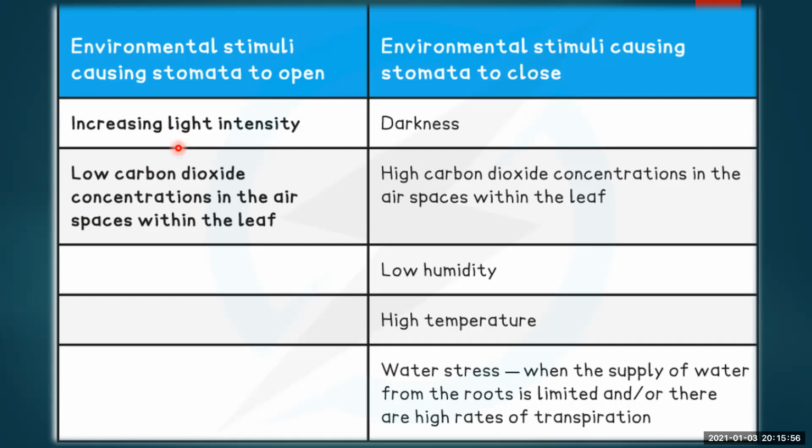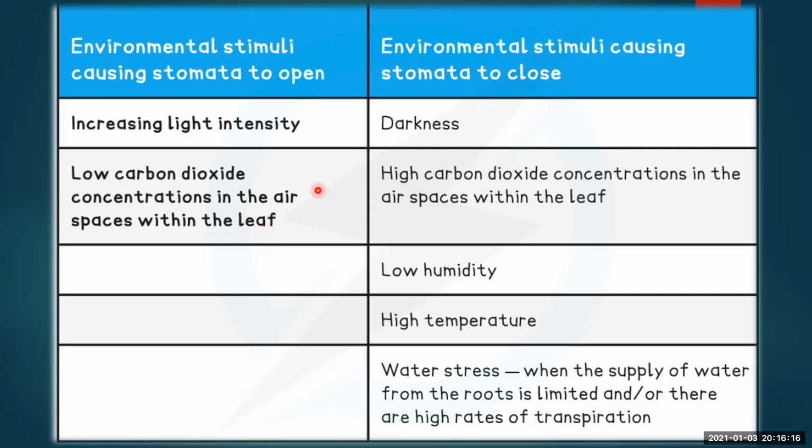And then the second condition in which the stoma would open is low carbon dioxide concentration in the air spaces within the leaf. So that's another reason. The cell wants more carbon dioxide for photosynthesis to occur. So these are two reasons which would cause the stoma to open. One is increasing light intensity. The second one is low carbon dioxide concentration in the air spaces within the leaf.